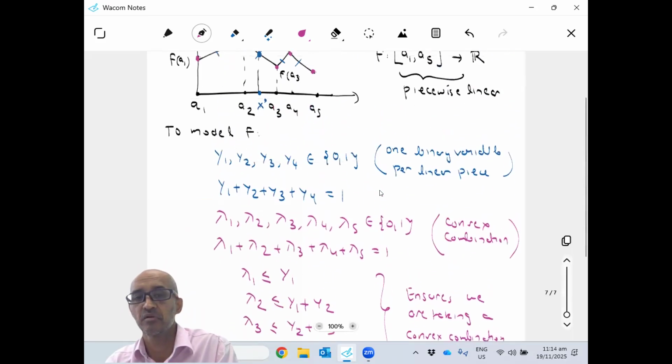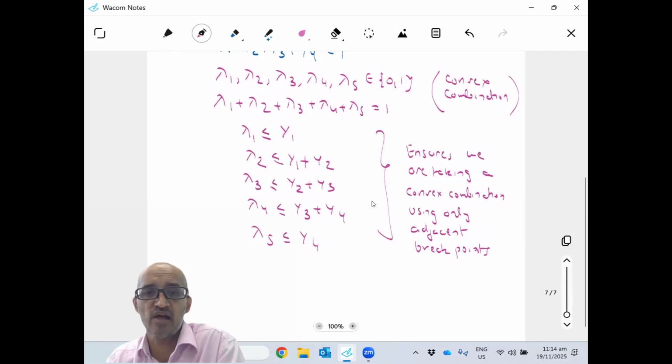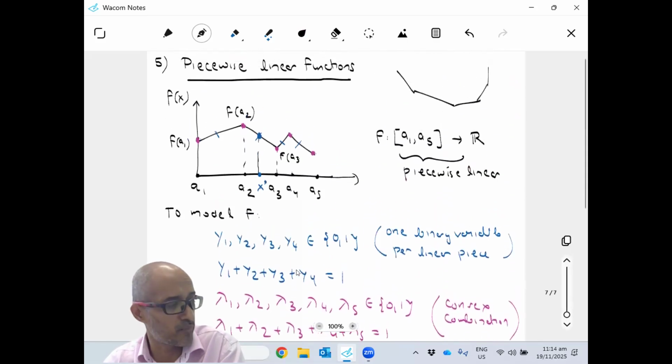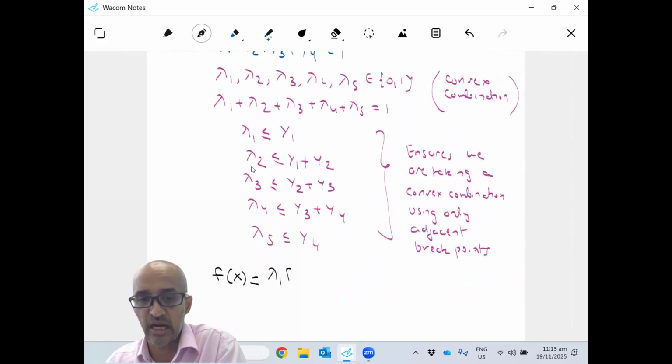And last, what do we have to do? We write the function value, but the function value is easy to write. What is f of x at any point? If I multiply lambda 2 and lambda 3, it's a linear interpolation. So if this is 50%, 50%, the function value will be 50%, 50%. So the multipliers will tell me. It'll simply be lambda 1 times f of a1, and so on. It's just a convex combination of these function values, because it's a linear function, right?